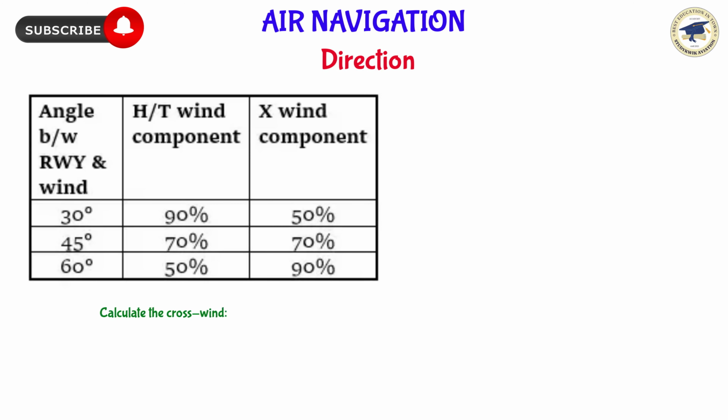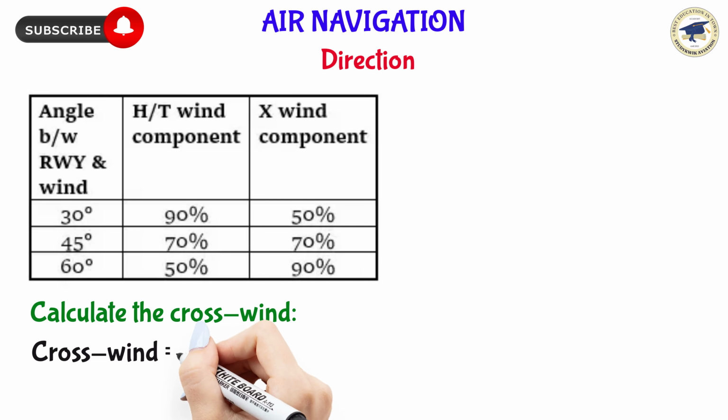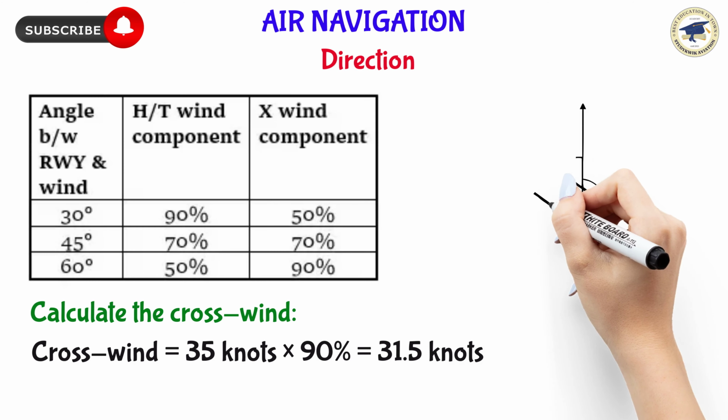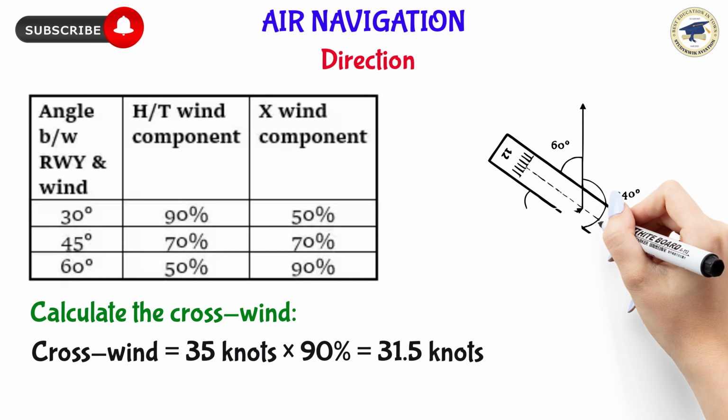Now the next step is to calculate the wind component by plugging in the values. So, multiply 35 knots by 0.9 to find the crosswind component. This gives a crosswind component of about 31.5 knots. Approximate to 30 knots.